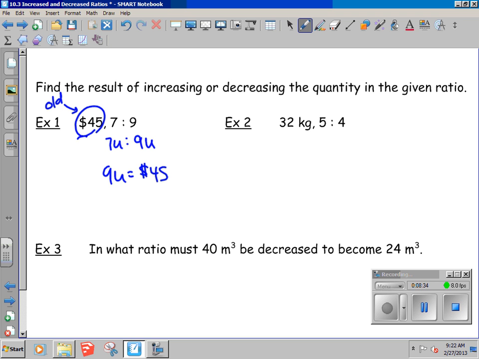Kelly? It would be 35. Okay, well, tell me what 1 unit is first. 1 unit has to be 5. So then the 7 units, the new value, has to be 35.